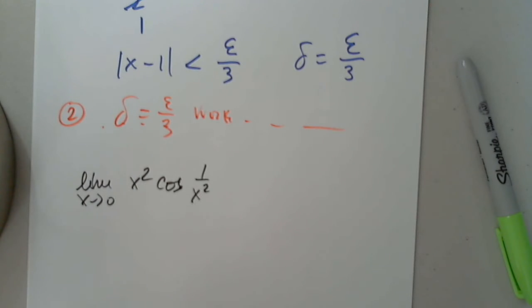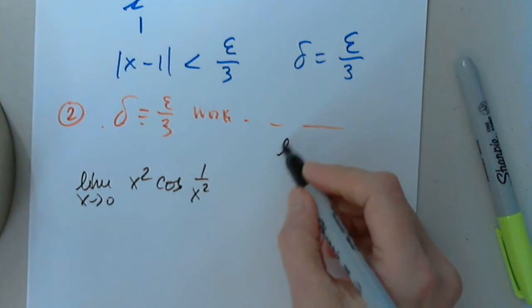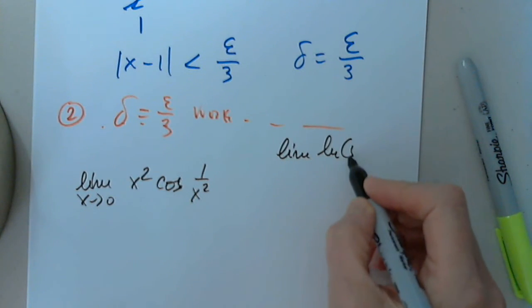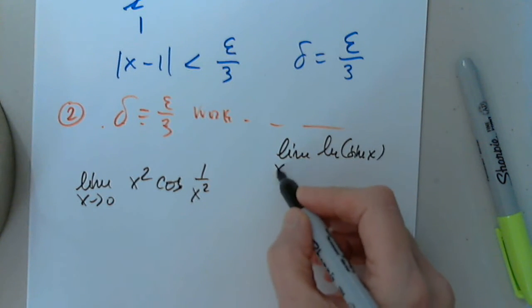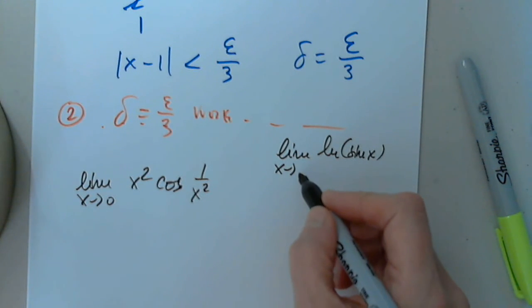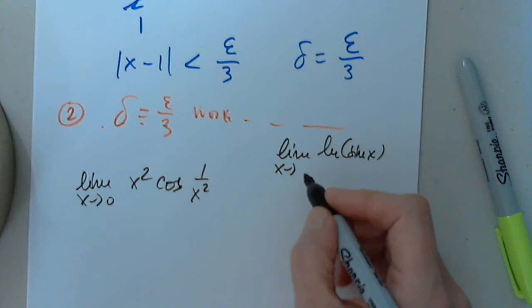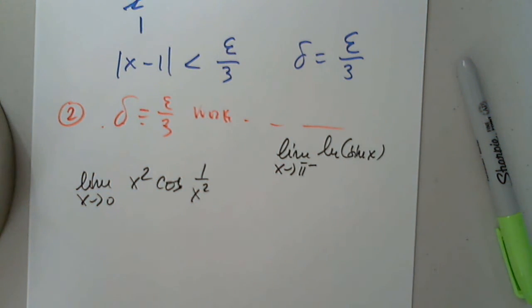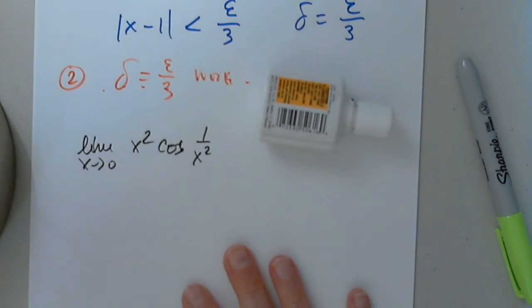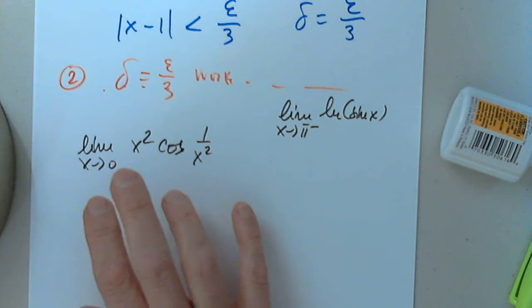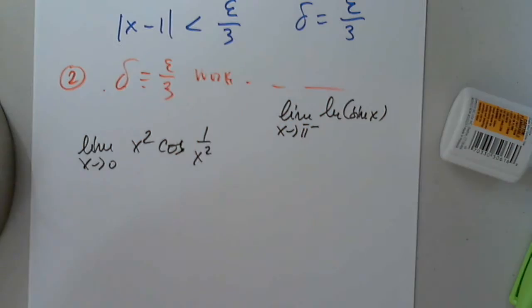So we're asked to find this limit. And then I would like to look at the limit of natural log of sine x as x approaches pi from the left. Later on, I will not forget. If I forget, please remind me. Looking at this, what do you think?